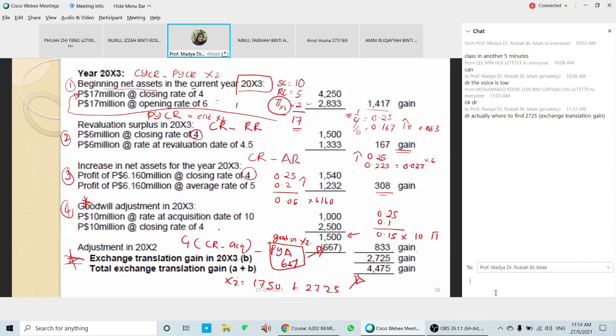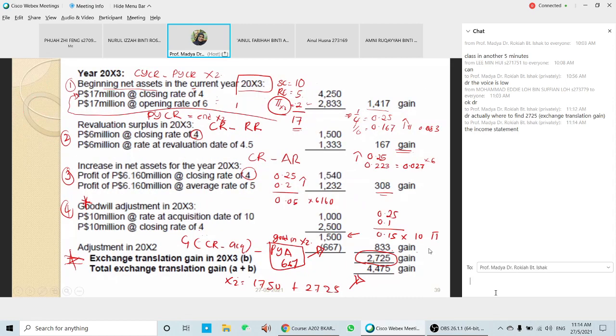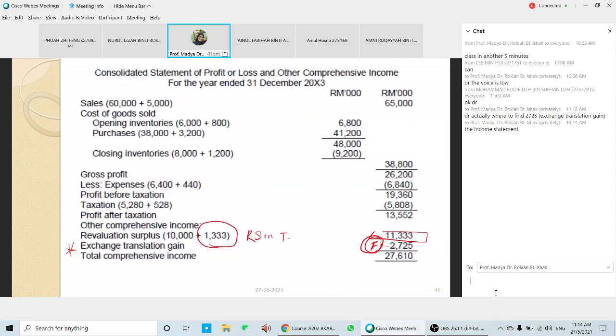Okay, 2725. 2725 here, the income statement. Oh, the income statement, this one is the one that you find based on your calculation, isn't it? So this, and in your income statement, remember that. You mean this one? Is it this one? This is slide 41.